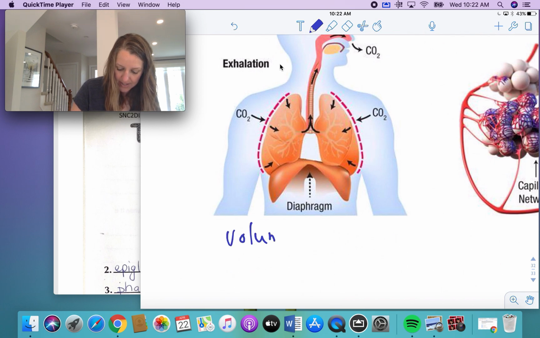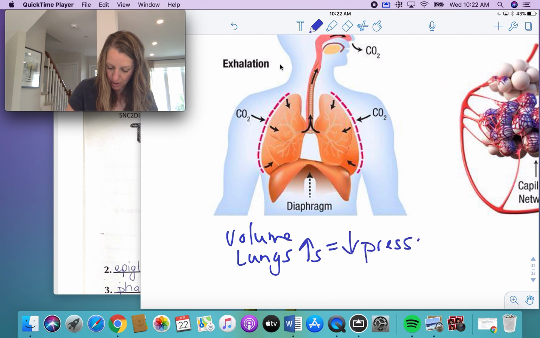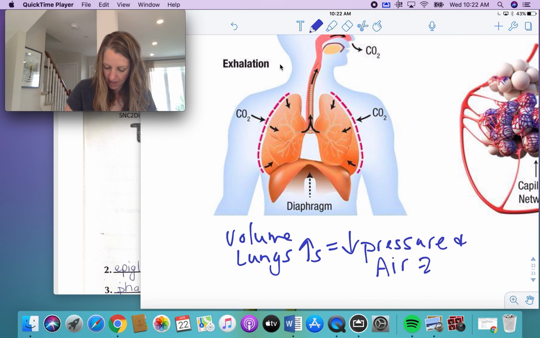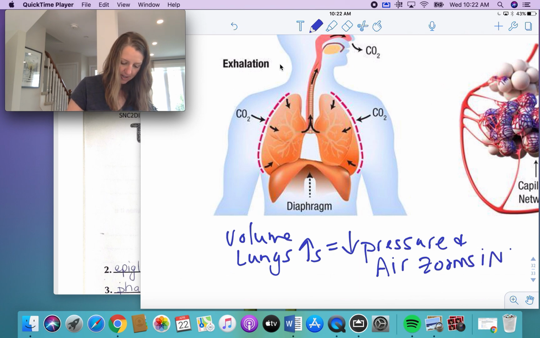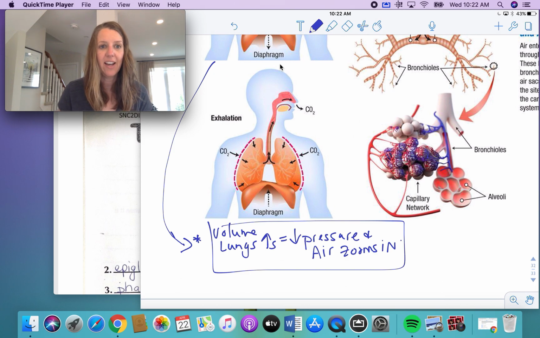So when you inhale, the volume of your lungs increases because you have decreased pressure, and the air zooms in. That's your inhalation, okay? That's your inhalation explanation. The opposite would just take place for exhalation.